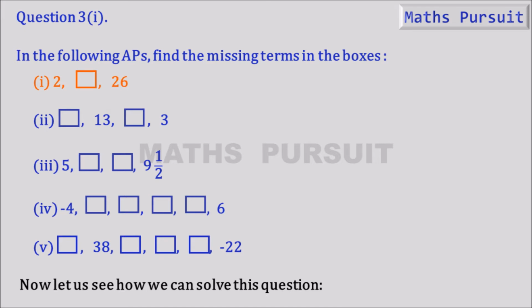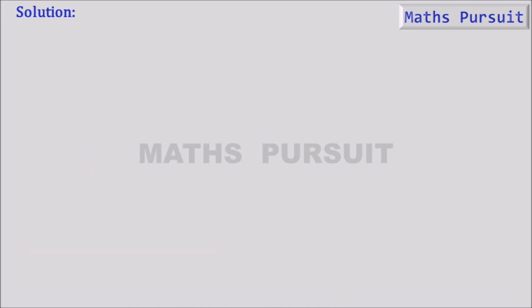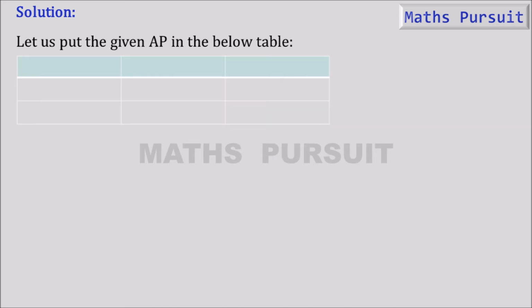Now let's see how we can solve this question. Moving on to the solution. Let us put the given AP in the below table. Guys, as usual, we are always creating a table so that it will help us to make our calculations easily without confusing among the numbers. So here I have created a 3-column table with 3 rows.